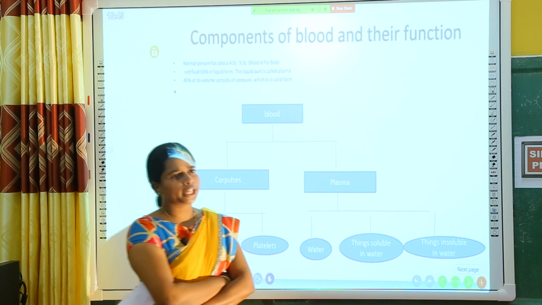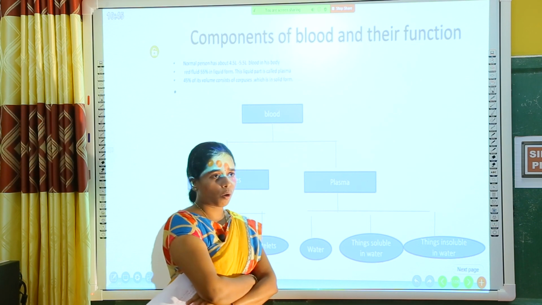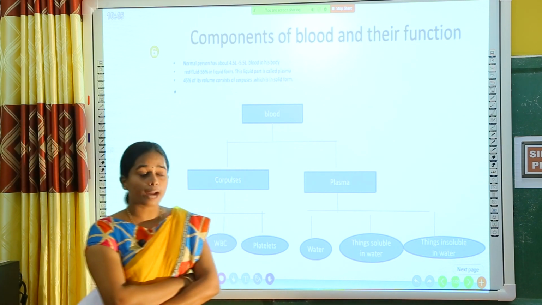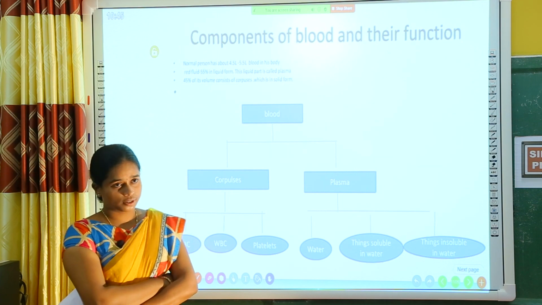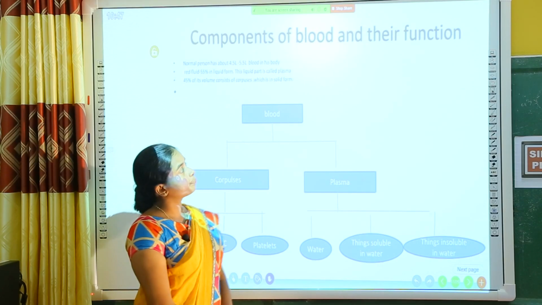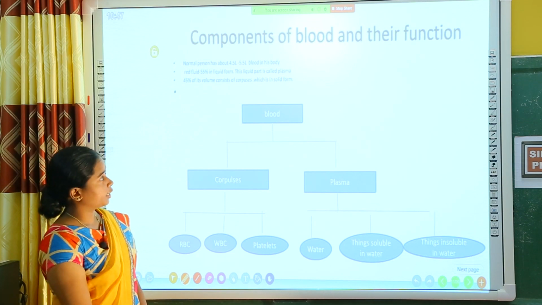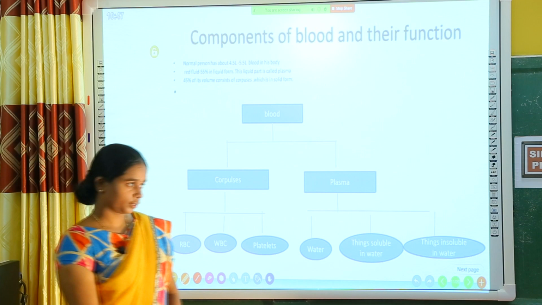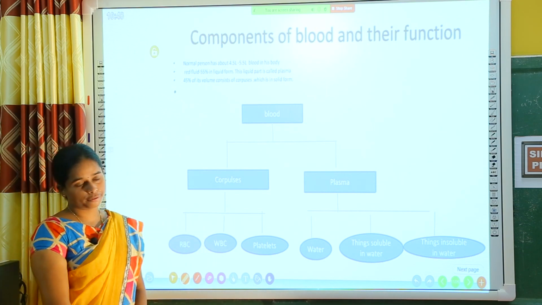So how can we reduce these heart diseases? Hypertension is also one of the reasons. The hypertension takes place due to stress. Okay? Right. Now, let us see about components of blood and their function.